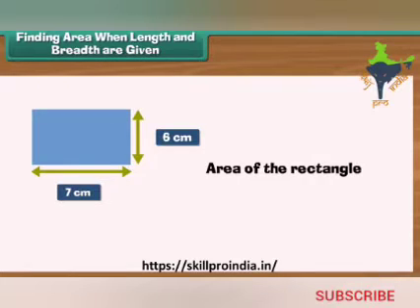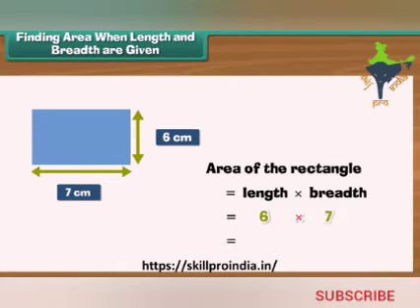Area of the rectangle is equal to length into breadth, which is equal to 6 into 7, which equals 42 centimeters square.